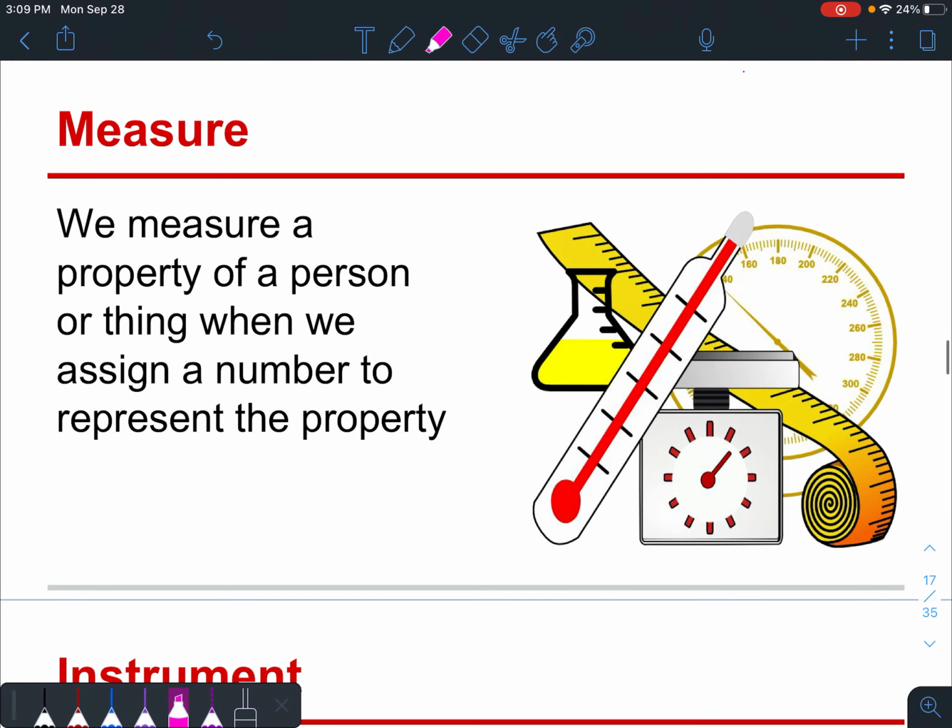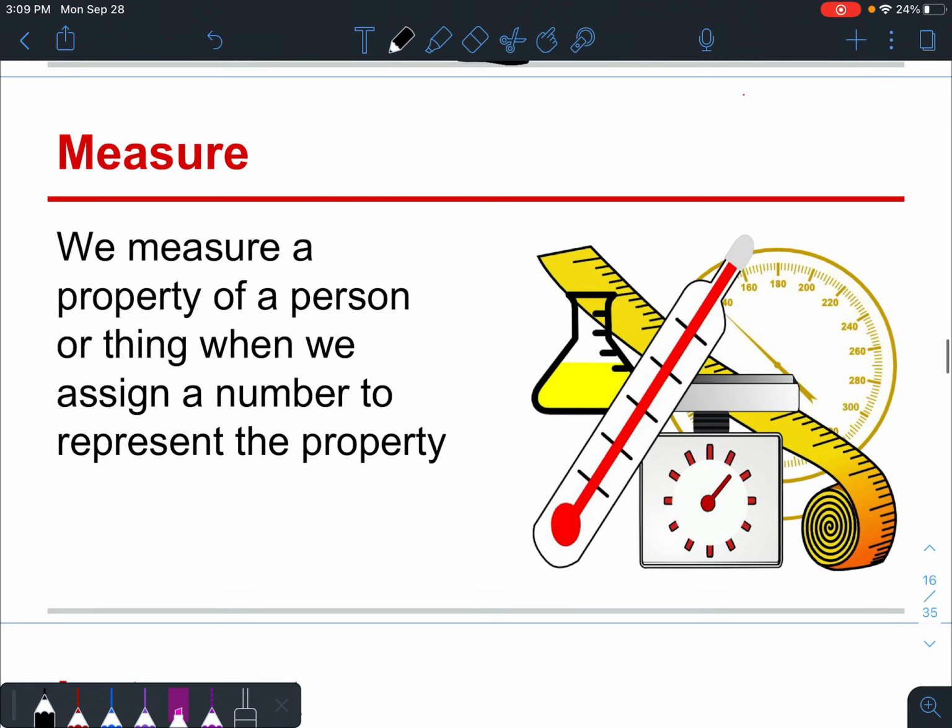A measure. We measure a property of a person or thing when we assign a number to represent the property. So if you look over here, I have some gadgets and gizmos. Thermometer, we're assigning the heat or the temperature, energy levels of something. We've got scales, we can measure the weight of something. We've got a tape measure, length. I can't remember what those are called right now. A cylinder, a beaker maybe. Measure volume. So we've got all these things here that we can use to measure, and that's the property of a person or a thing.